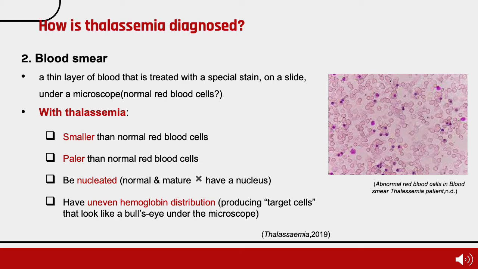The second method is blood smear, a thin layer of blood that is treated with a special stain on a slide and examined under a microscope to see whether the red blood cells are normal. Patients with thalassemia will have red blood cells that are smaller and paler than normal ones. They are nucleated and have uneven hemoglobin distribution.